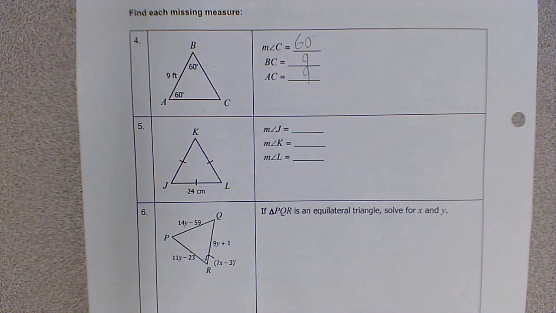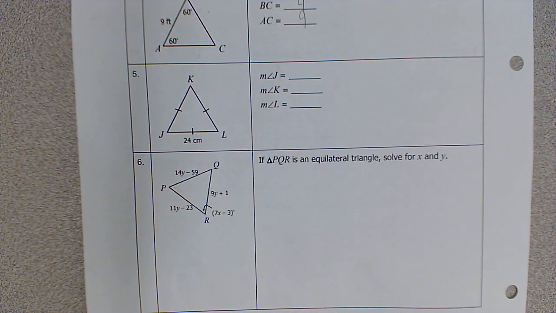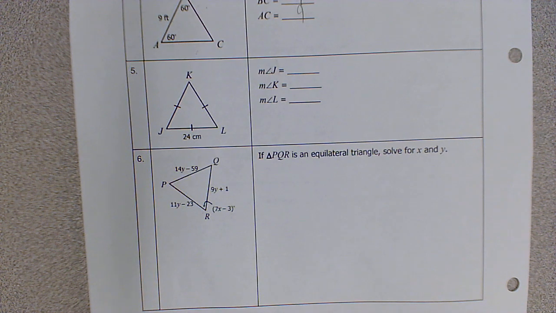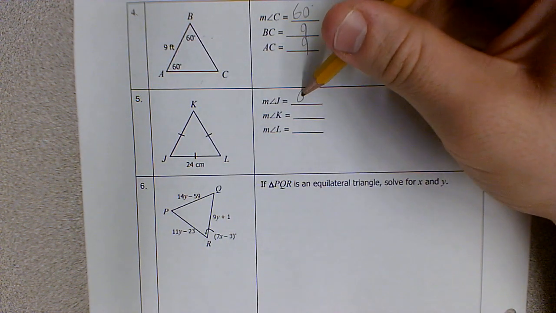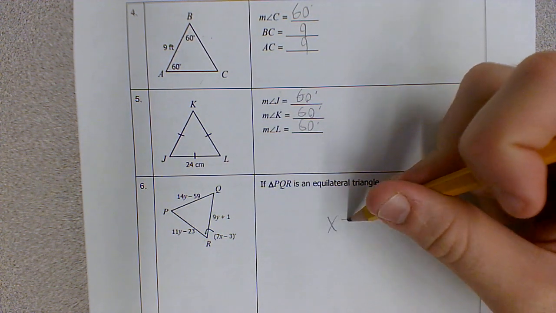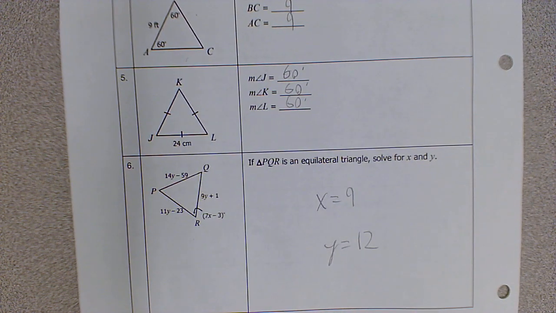Number 5 relies on you knowing all 3 angles of an equilateral triangle. And number 6 is a little tricky. You can set the sides equal to each other just like you did on the front, but you have to figure out what this angle here is equal to. Pause, give it a second, and I'll show you the answers. Okay, these 3 angles are all equal to 60. And then here, x equals 9, and y equals 12. If you did not get these, go ahead and check your work. Make sure you understand where you made a mistake.